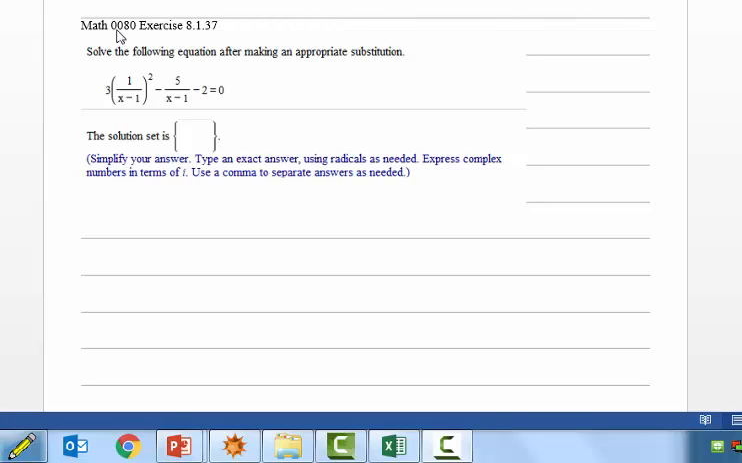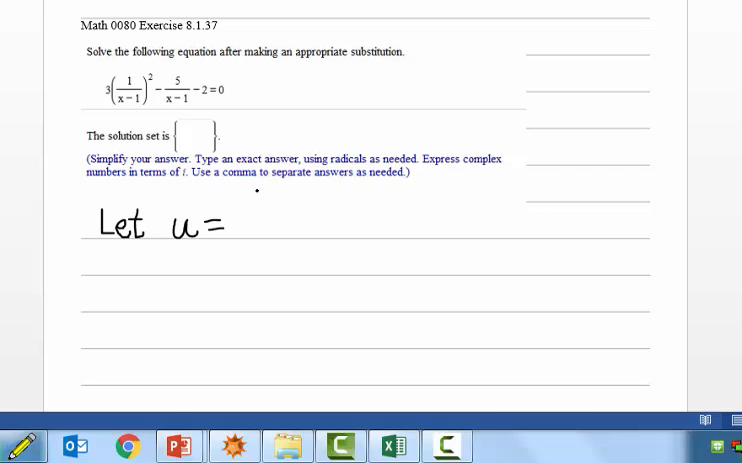Let's take a look at number 37 from section 8.1. Here we have an equation that's quadratic in form, but it's not actually quadratic. When we say an equation is quadratic in form, that means by making an appropriate substitution, we can use any letter but the variable of the original equation. I like to use the letter U.